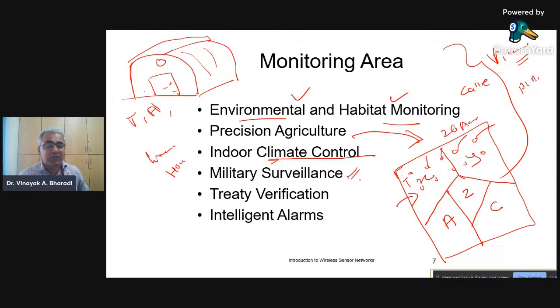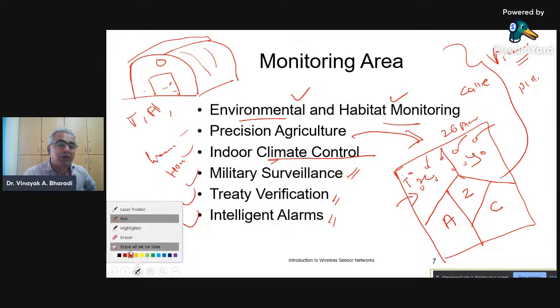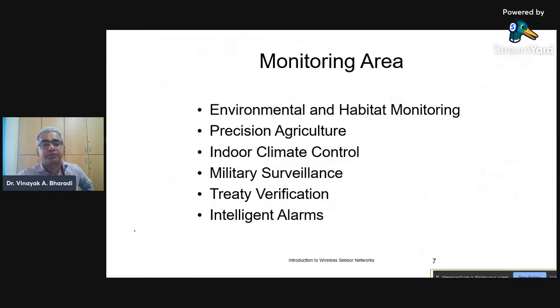Military surveillance nowadays has no border lines: fence lines, cameras, CCTV, as well as object detection and movement detection. All these things serve treaty verification. If some things are agreed upon, whether the treaty is being followed, we can go for intelligent alarms. So if an object of a specific size comes in the vicinity, we fire the alarm. So that kind of thing is there. These are some examples of monitoring areas.